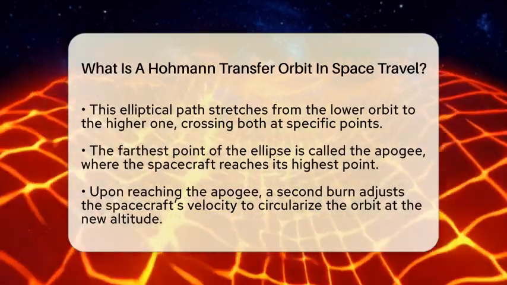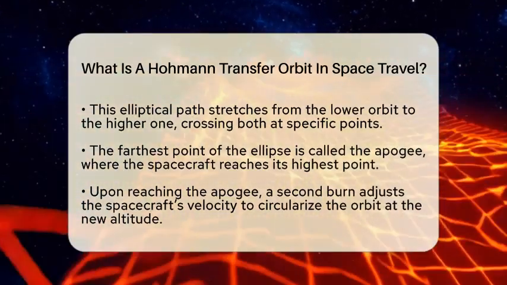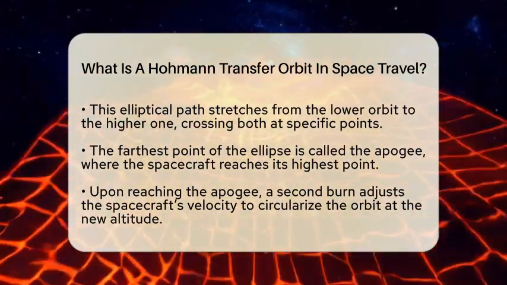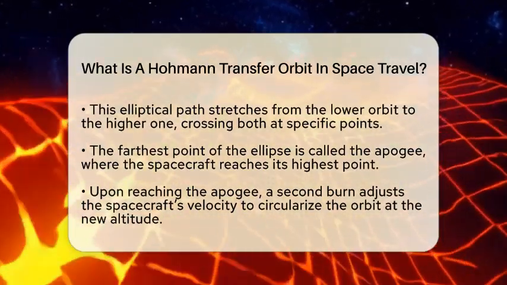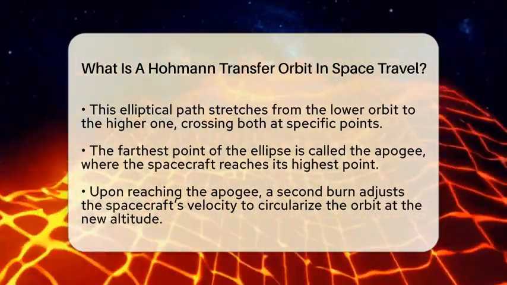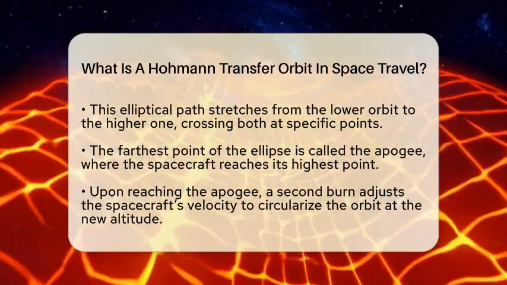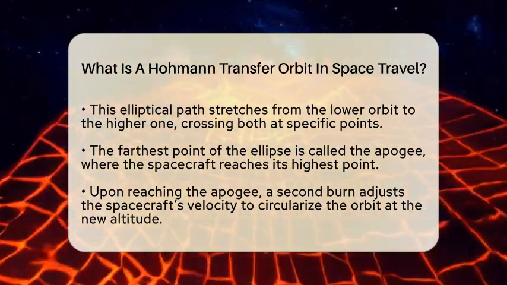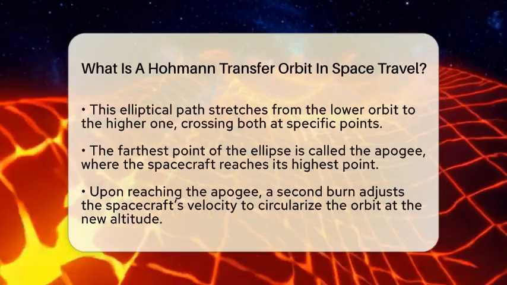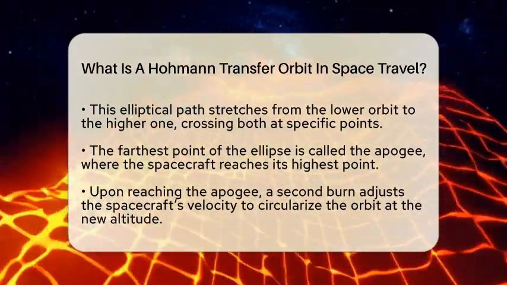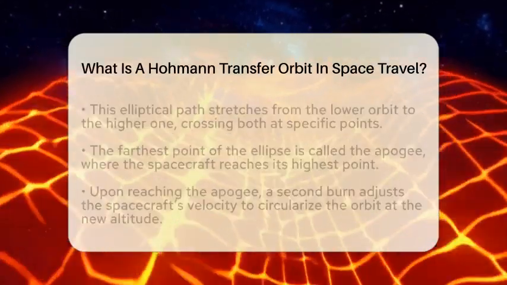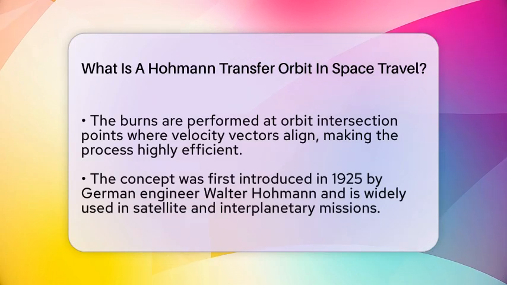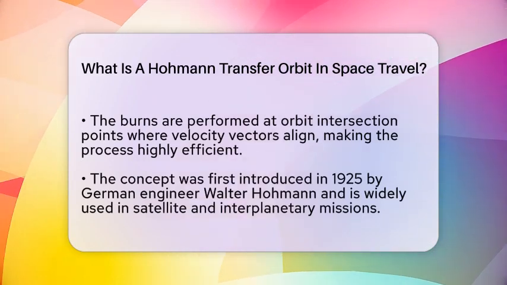Once the spacecraft reaches the apogee, it performs a second burn. This burn adjusts its velocity again, making the orbit circular at the new, higher altitude. Because the burns happen only at the points where the orbits touch and the velocity vectors align, the maneuver uses the least amount of fuel possible. This method avoids unnecessary changes in direction, making it very efficient.